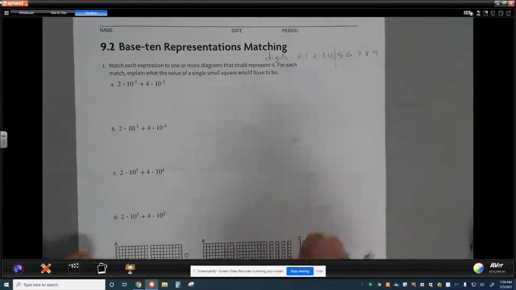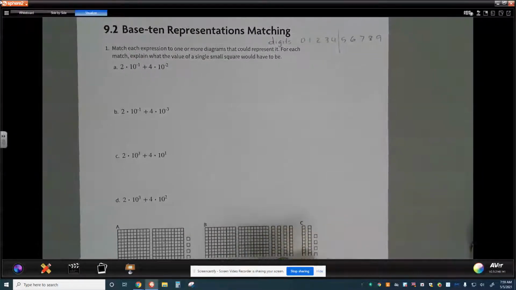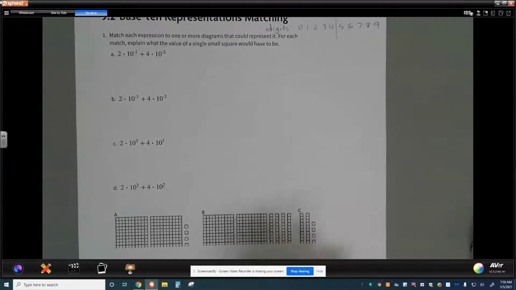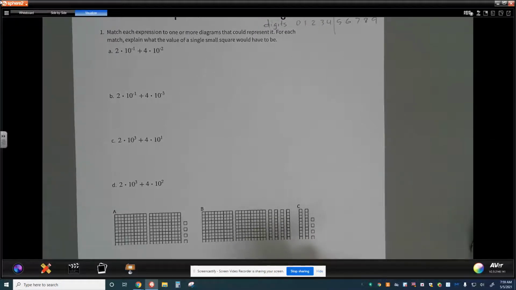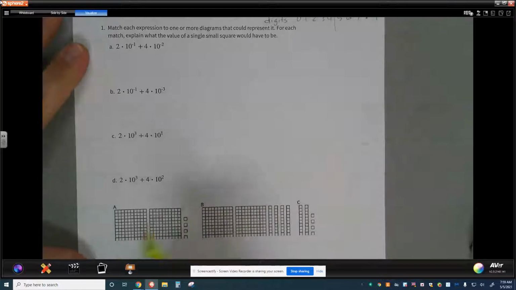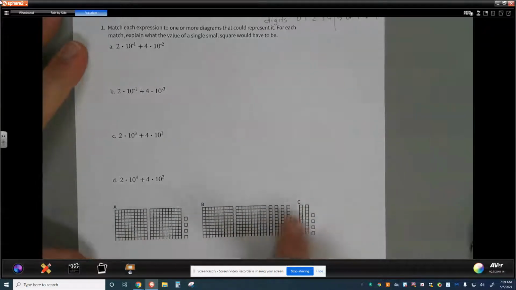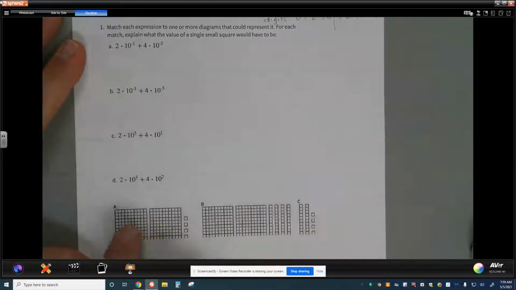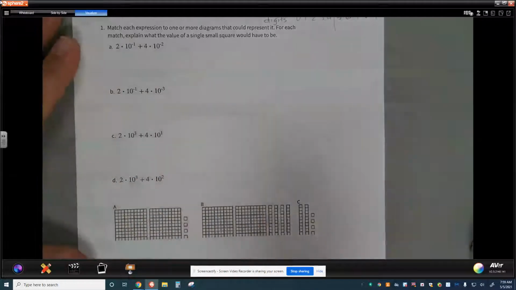Number 1 here is match each expression to one or more diagrams so that it could represent it. For each match, explain what the value of the single small square would have to be. We talk about here A, B, and C. These are the different images that will match up with these expressions right here.